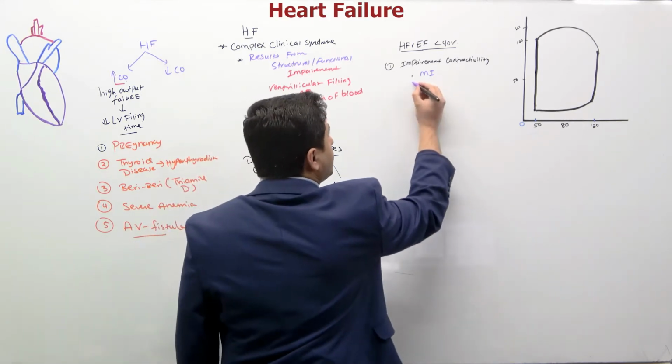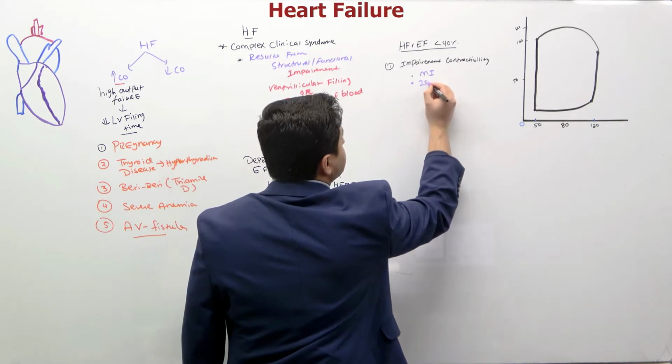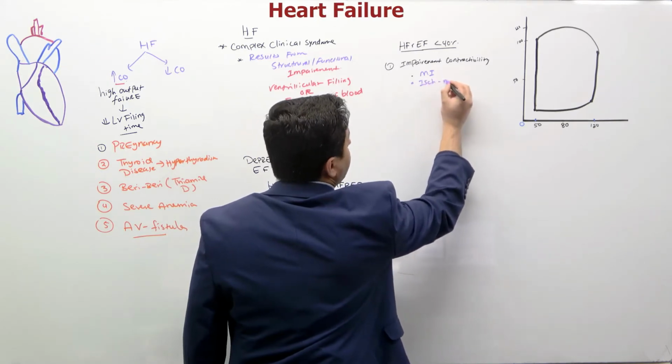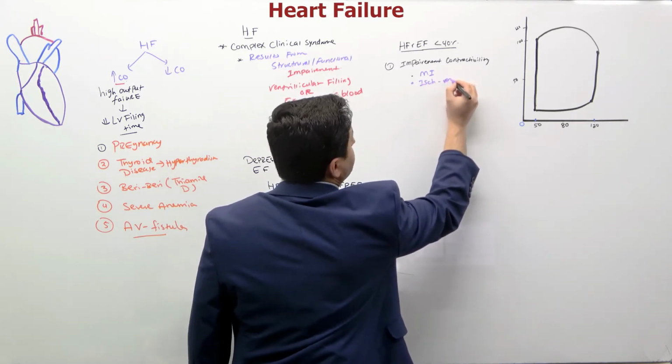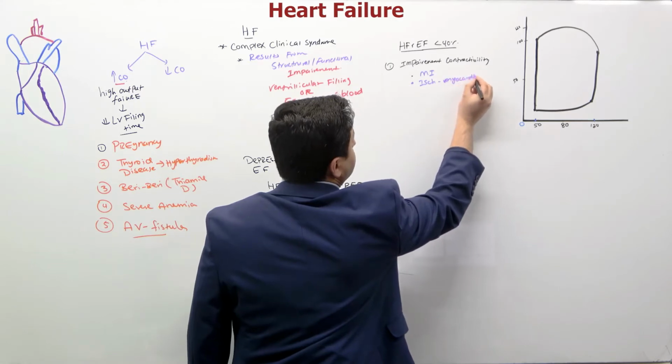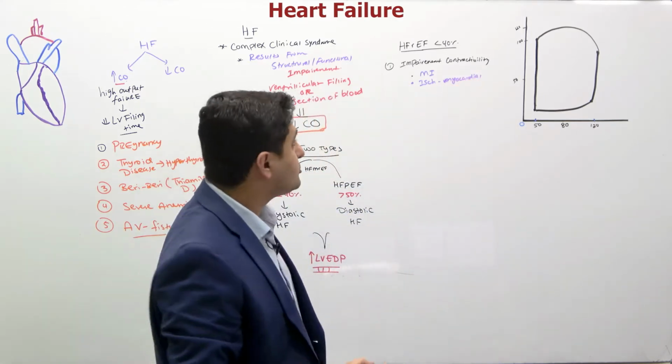Now, MI is there, or ischemic, let's just say ischemic myocardial, we'll just write it down like this, okay? This one, impaired contractility, right?